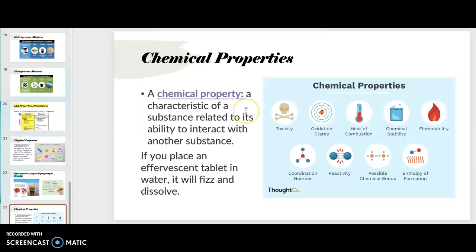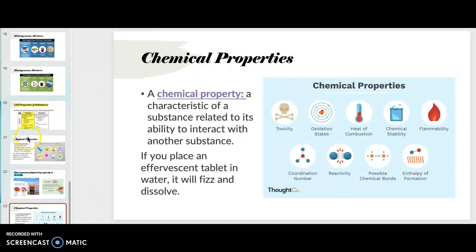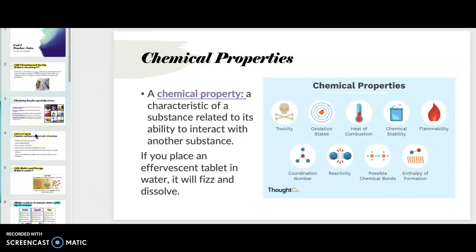And then lastly, chemical properties do change the substance, typically making a new substance. And some examples of those are here on the slide: toxicity, heat of combustion, flammability, and we looked at this a little bit with that lab, and we're going to be going more in depth into this as the weeks move on. So that's a brief overview.